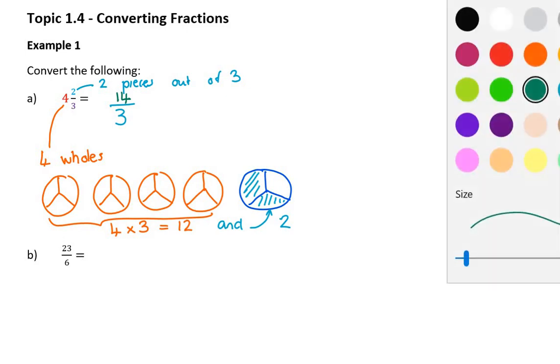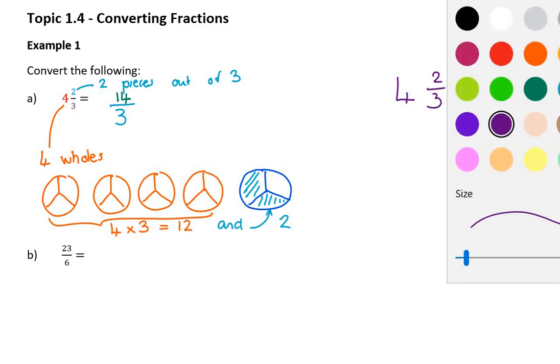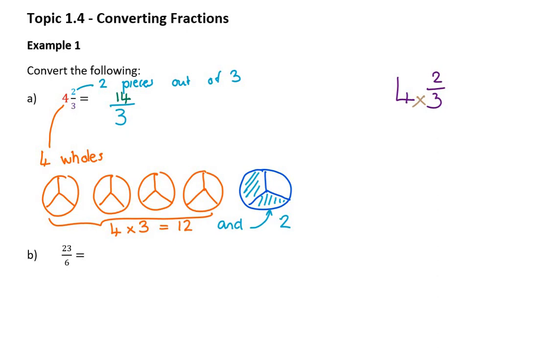Now they would have taught you in primary school the trick of saying if you have 4 2/3, you multiply these two together. So you multiply 3 and 4, and then you add 2, which is exactly what I've done here. But I'd like you just to understand why. Why am I multiplying 4 times 3? Because I'm saying I had 4 whole cakes, and I divided them each into 3 pieces. So how many pieces do I have in total? Well, I have 4 cakes of 3 pieces, 4 times 3. And then I had 2 extras left over.